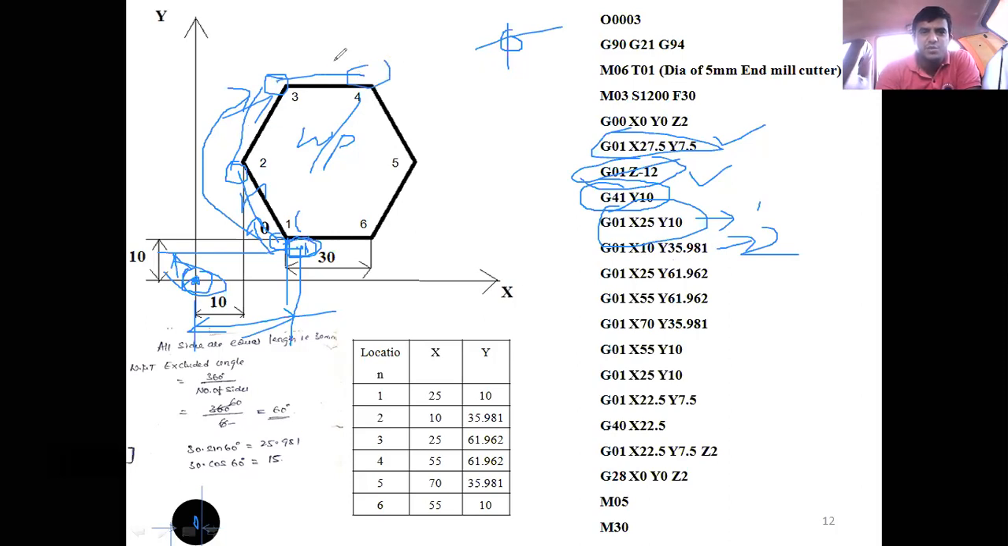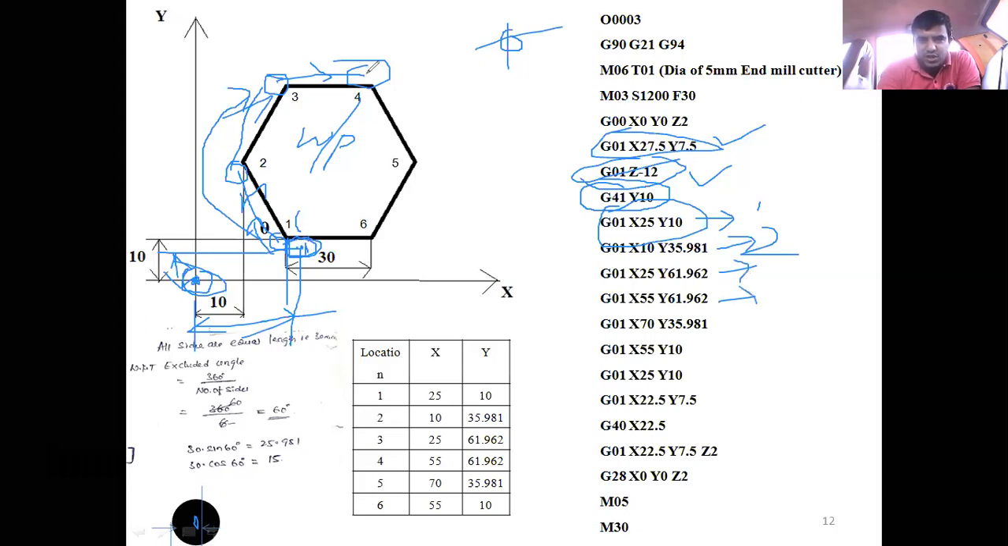Now again move the cutting tool from 3 to 4. Again, what type of interpolation? Move the cutting tool from 3 to 4. Again, what type of motion is it? Again, linear motion. That is G01. What is the fourth coordinate here? This is the fourth one.